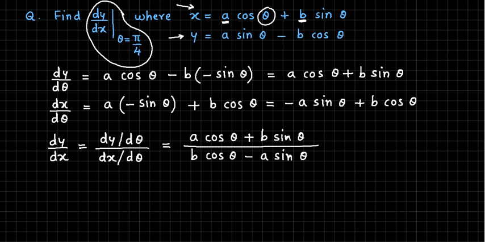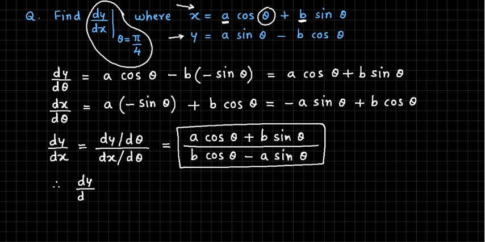Now this is the value of the derivative in general, that is in terms of theta, but we are asked to find the value at a particular point, that is dy by dx when theta is given to be specifically pi by 4, and we know that is 45 degrees. So what we have to do is replace theta with pi by 4.